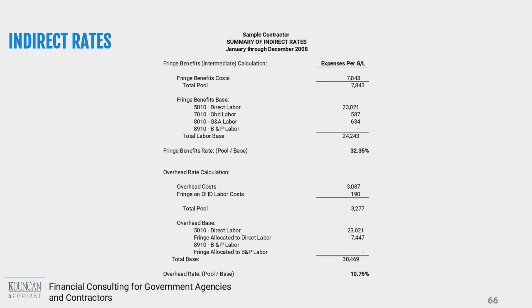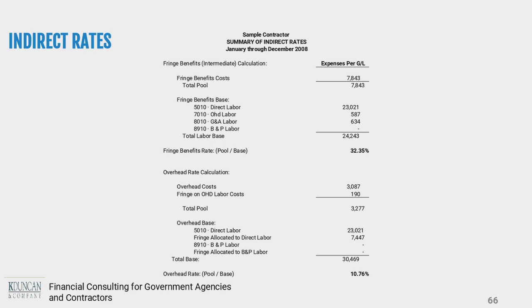So we talked about indirect rates and their purpose. Let me just reiterate. Indirect rates are a mechanism used to allow the contractor to get reimbursed for their indirect costs. Especially on cost plus contracts, the government expects that the contractor is going to monitor and pay close attention to their indirect rates, because the indirect rates are the basis for the pricing on contracts. And if it's a cost plus contract, they're also the basis for invoicing month to month.